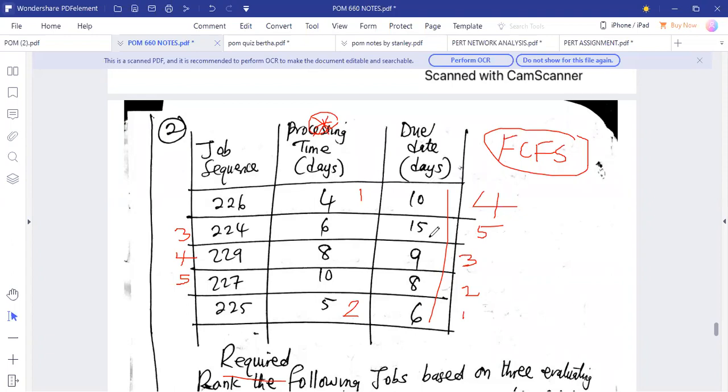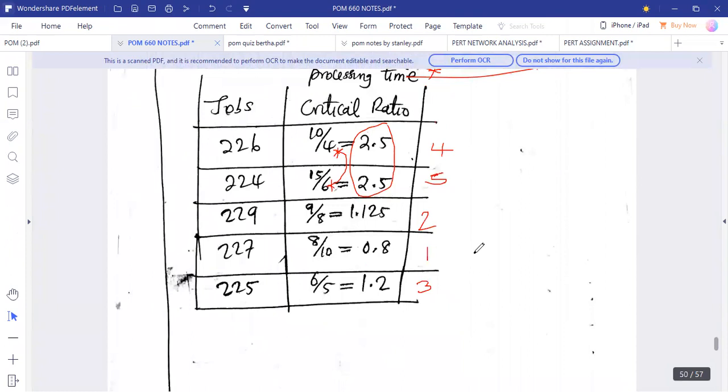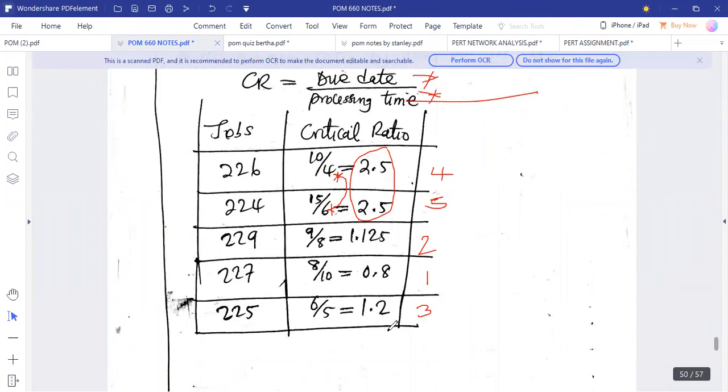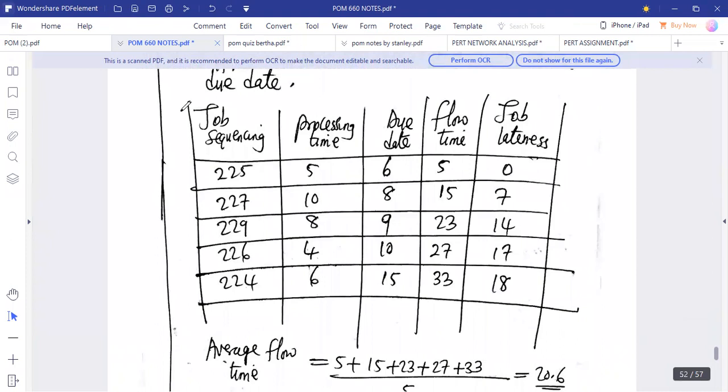All right, so we move on to the last one, which is the critical ratio. This was just for ranking to know which one has the minimum ratio that we can start working on. Getting down to the earliest due date, rank based on the earliest due date. So it's the way it's supposed to be. We have the job sequencing, the processing time, the due date, the flow time, the job lateness.